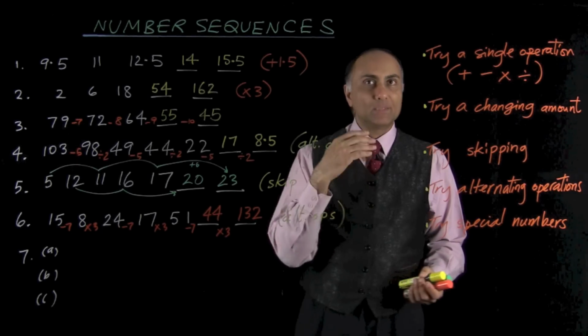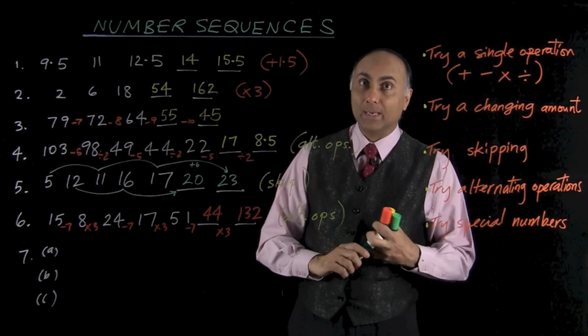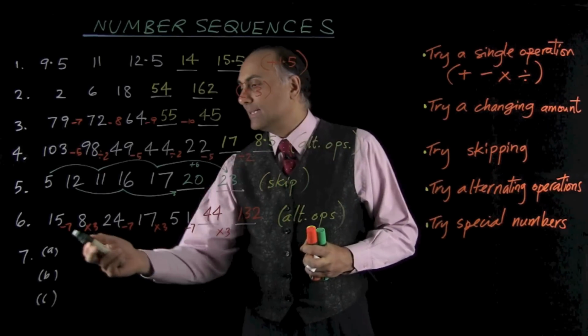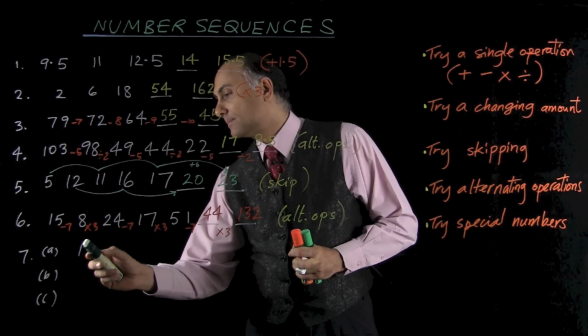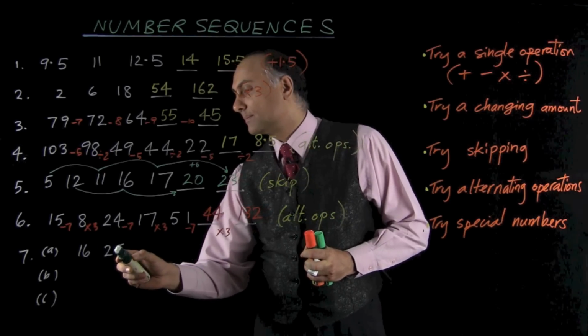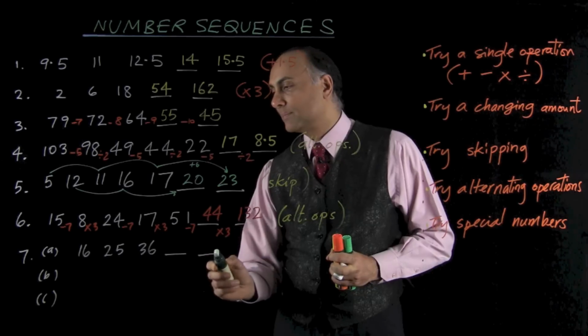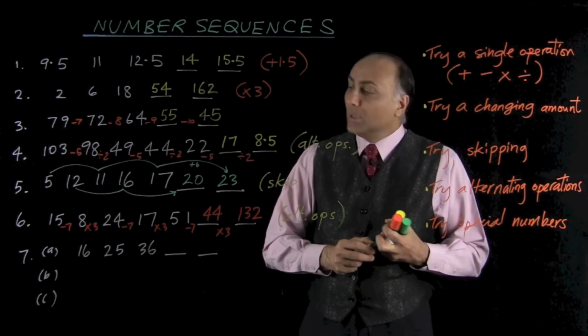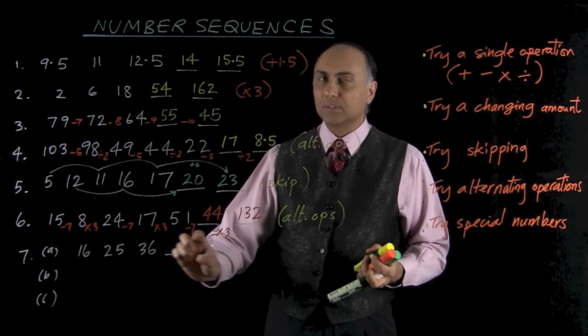Now, these techniques won't help you very much with the last set of examples because these are special numbers. And with special numbers, it's just a matter of knowing and recognizing these numbers. Let's take these numbers, see if you recognize them. Okay, you probably do. These are square numbers, and they are consecutive square numbers.